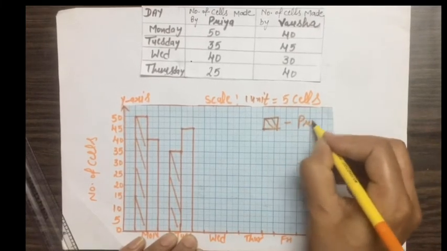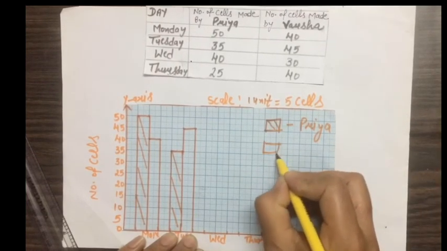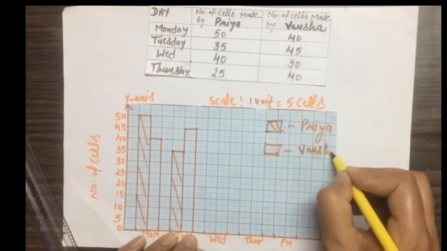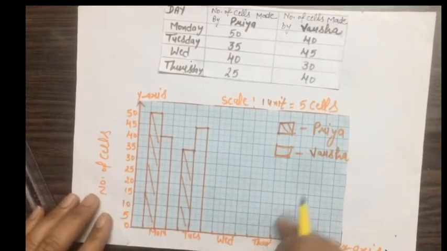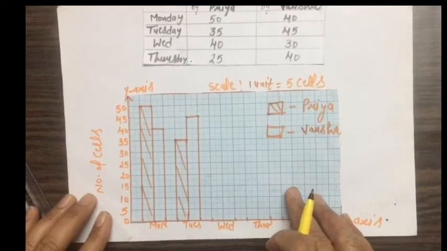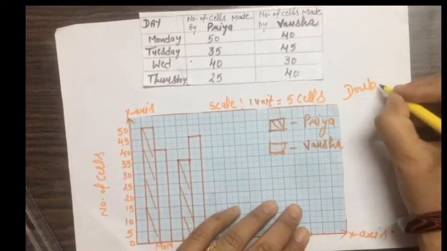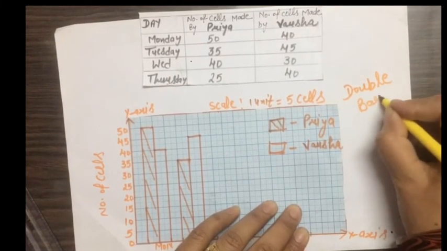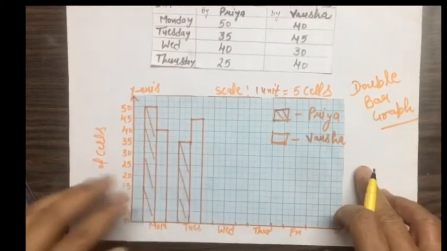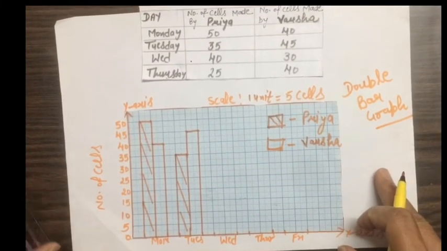This represents Priya and this rectangle represents Varsha. What we have done, we have represented two same type of data on a single graph. So it is a double bar graph. Double bar graph. You will complete it yourself. I think I have cleared the concept of bar graph, and now you can do let's try 4 based on this video. Thank you.